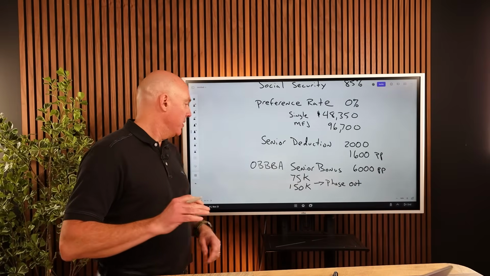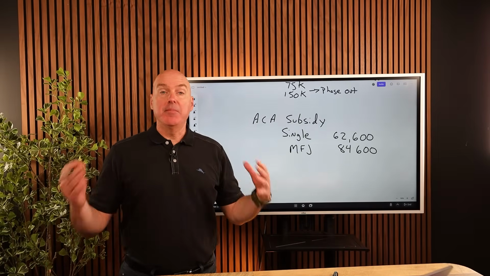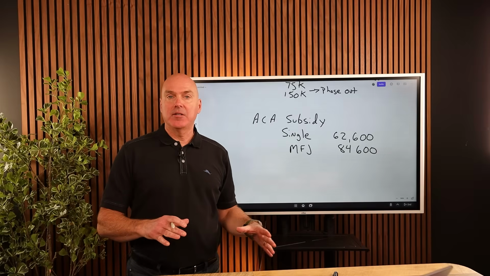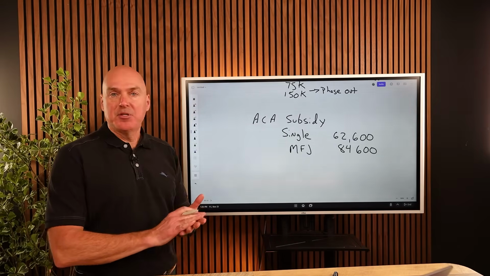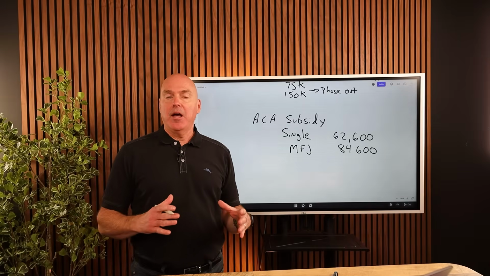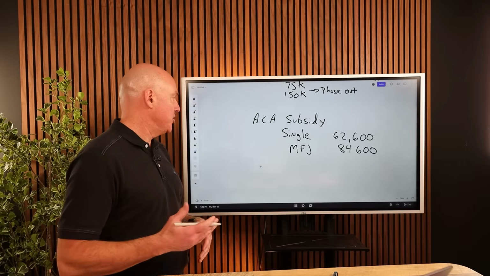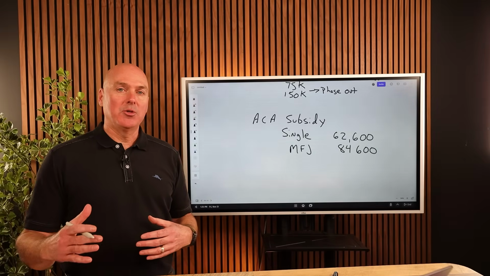Now, the last one on here is going to be the ACA subsidy, and that's going to be for those of you that may be retiring before Medicare kicks in, which is typically going to be at age 65 for most people. And a subsidy really can save a lot of money on those early retirement healthcare costs if you have to go out into the exchanges for that. There is a change coming next year in 2026.